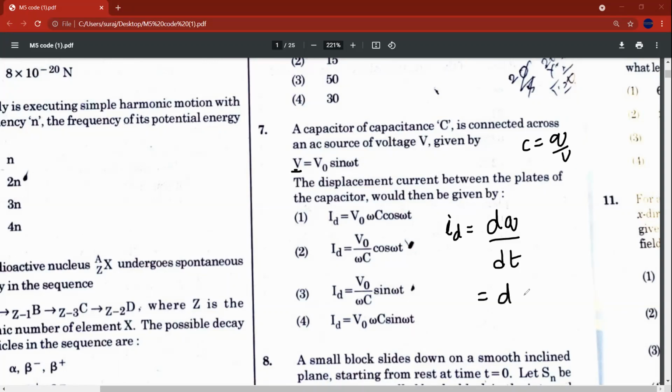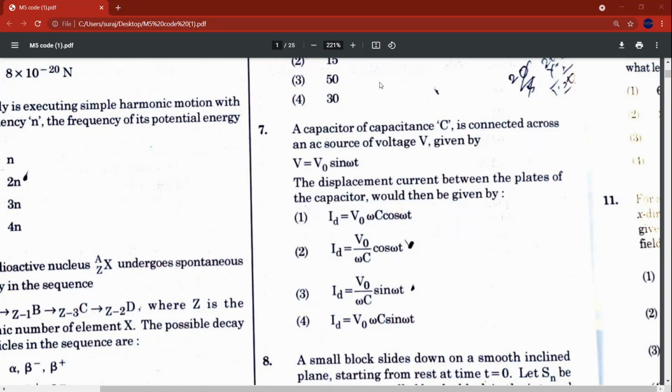So dq by dt is C times d of V0 sin omega t by dt. C V naught will come out. The derivative of sin theta will be cos theta into omega. So the answer will be option 1.